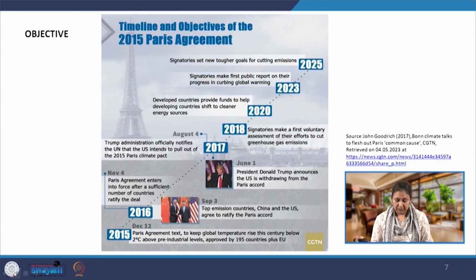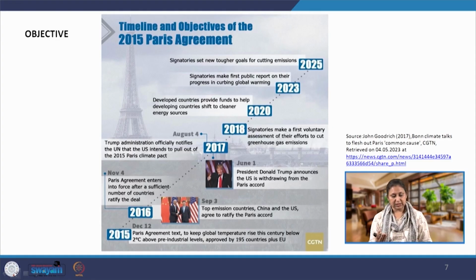Yet the agreement moved forward, and in 2018 the signatories made a first voluntary assessment of their efforts to cut greenhouse gas emissions. So, as I mentioned, even in the Kyoto Protocol and the Paris Agreement, the countries had to set their own targets voluntarily, and that is what they had to propose.